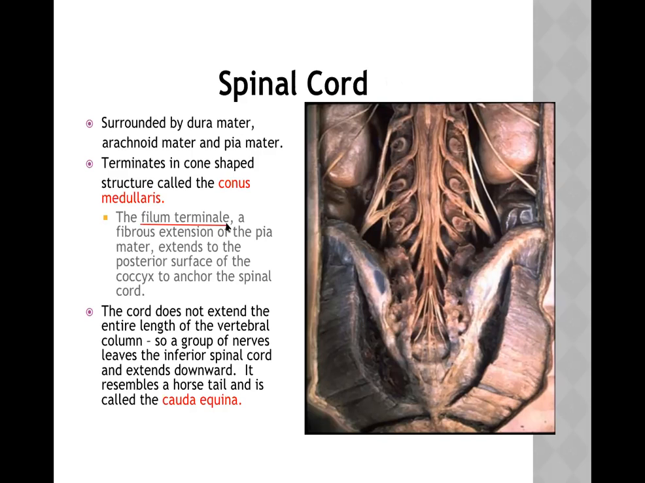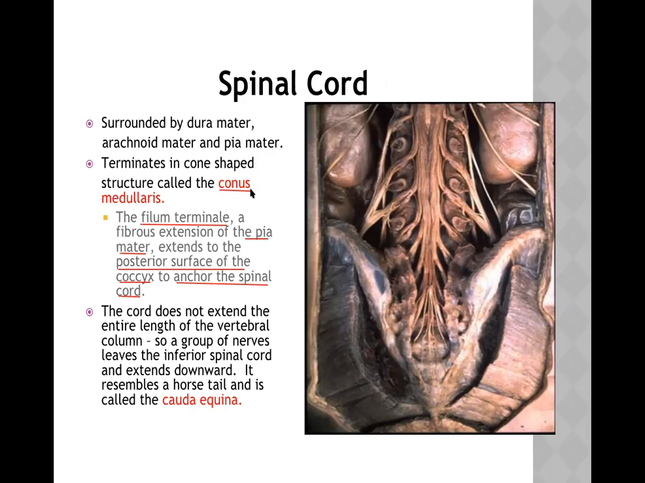Filum terminale. This is a fibrous extension of the pia mater, and it extends to the posterior surface of the coccygeal vertebra. And the main function of this filum terminale is supportive function. That means it anchors the spinal cord onto the coccygeal vertebra. Okay, it fixes spinal cord there. Understand like this.